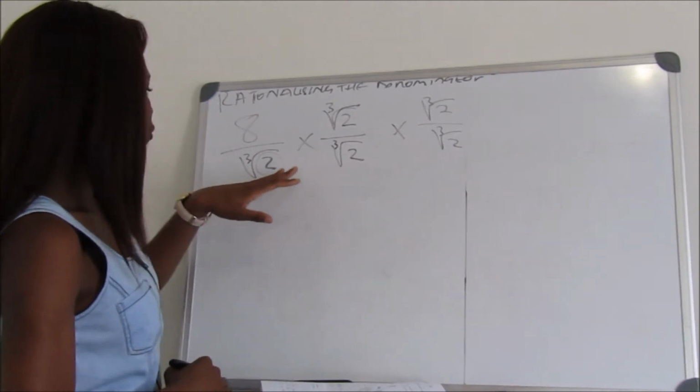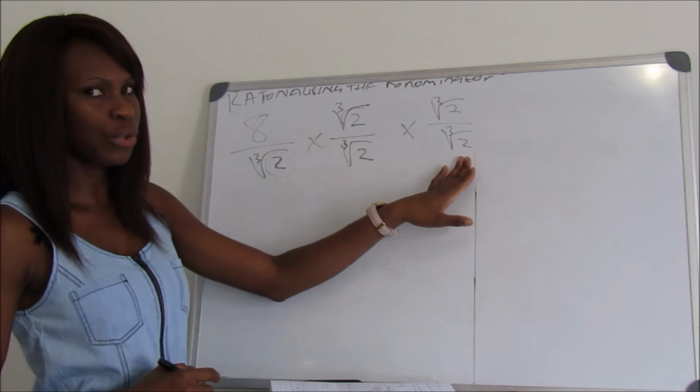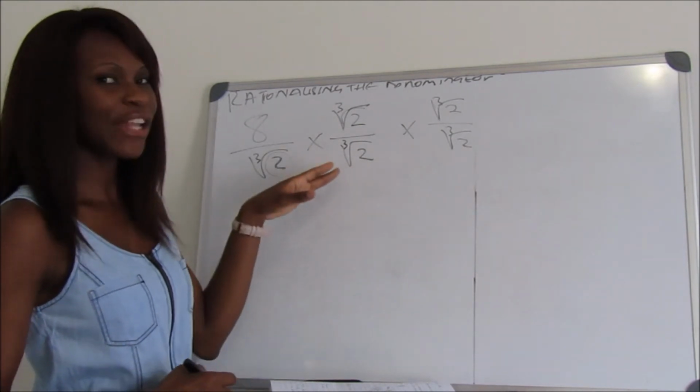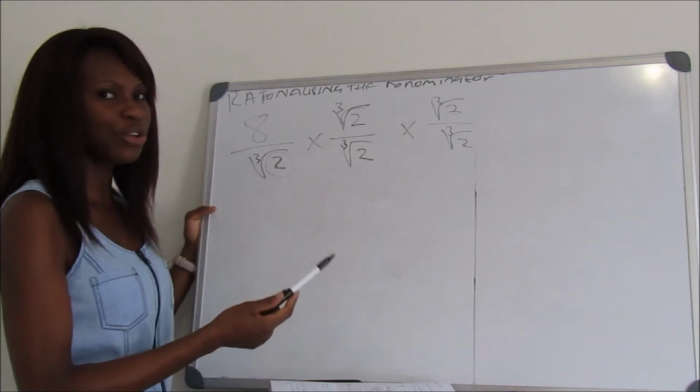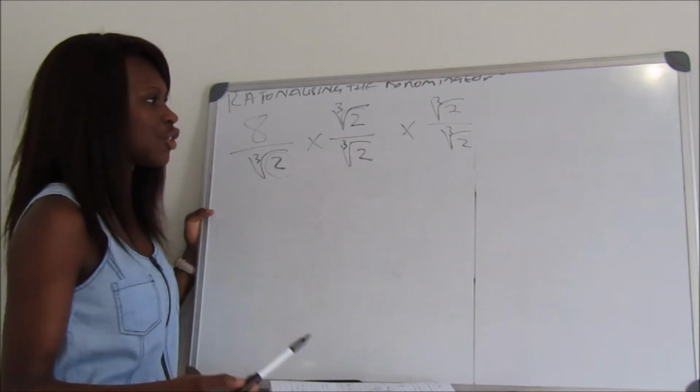Now the cube root of 2 multiplied by the cube root of 2 multiplied by the cube root of 2 gives us the cube root of 8. And the cube root of 8, we know that it is equal to 2. Now we would have rationalized the denominator.